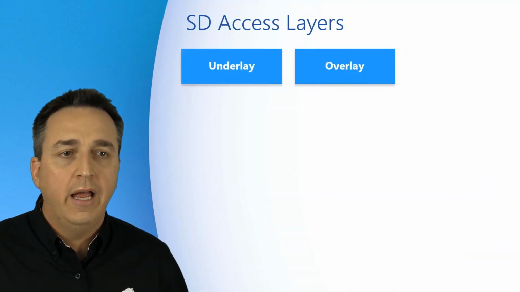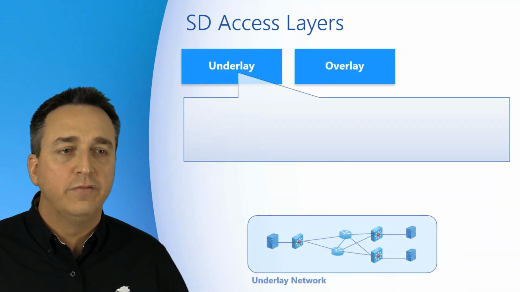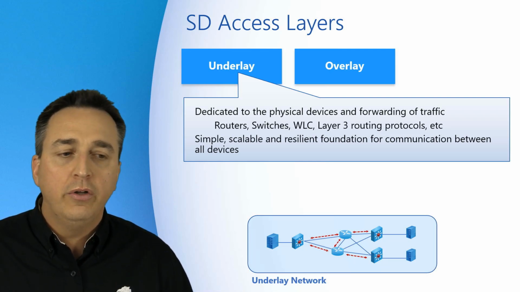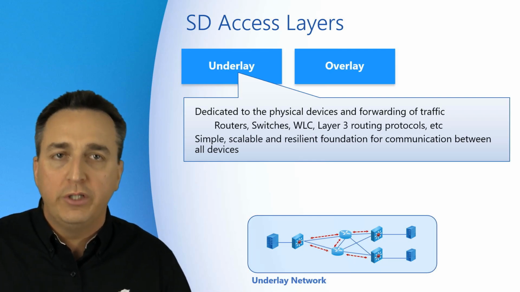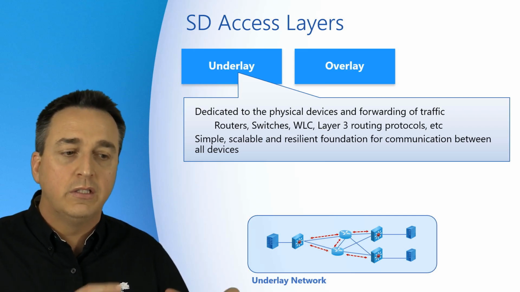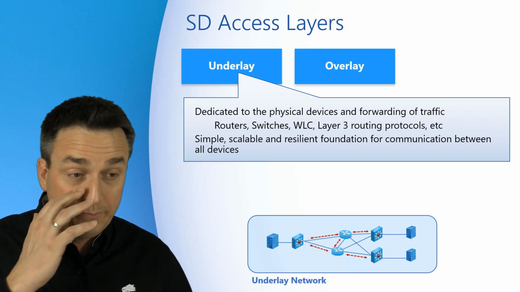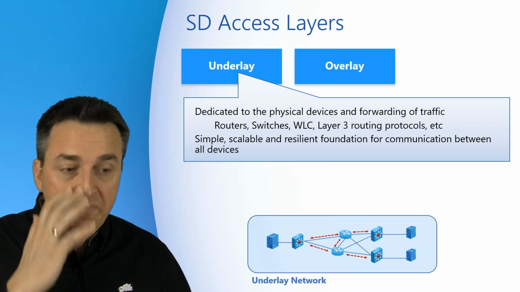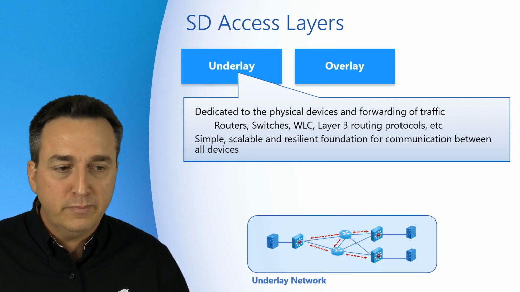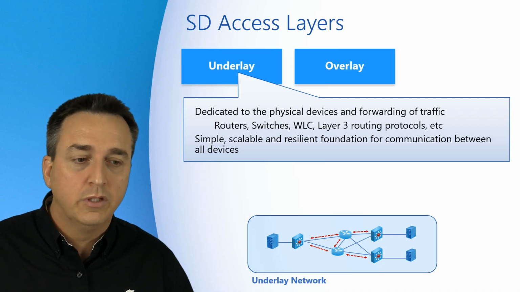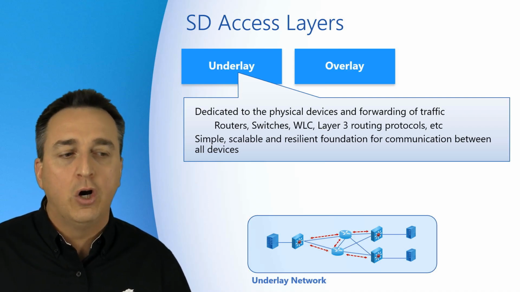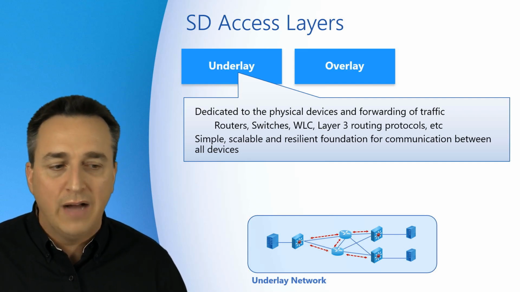So your underlay is dedicated to the physical devices and ultimately the forwarding of traffic. It is made up of your routers, your switches, and a lot of other different devices, services, features, and routing protocols that are going to be utilized in order to move traffic from point A to point B. It's going to be simple, scalable, and resilient, and it's going to be the foundation for all communication between all devices in the environment.